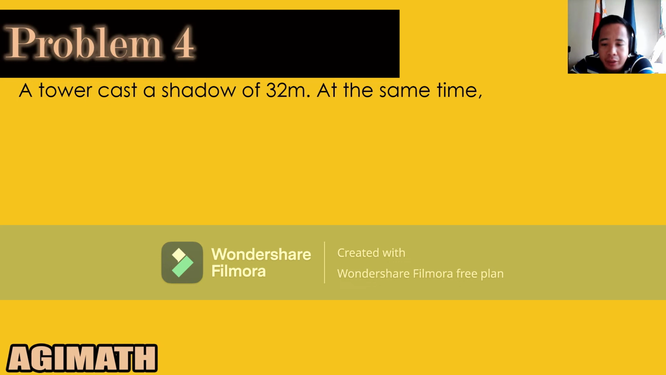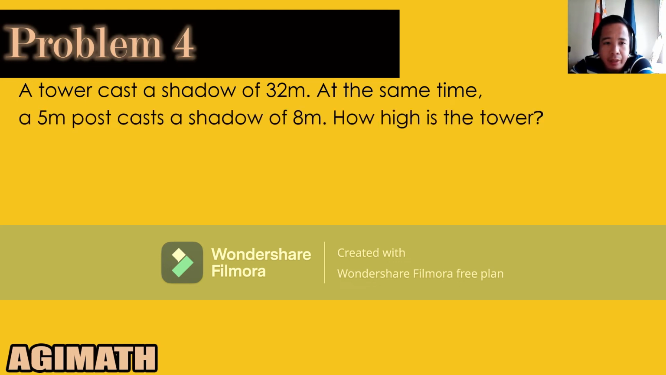A tower casts a shadow of 32 meters. At the same time, a 5-meter post casts a shadow of 8 meters. How high is the tower? So this is a real-life application of the similarity of triangles. We start with this given. A tower casts a shadow of 32 meters.